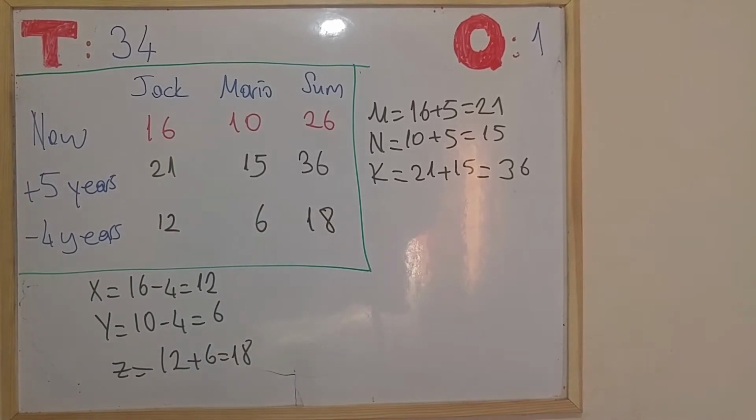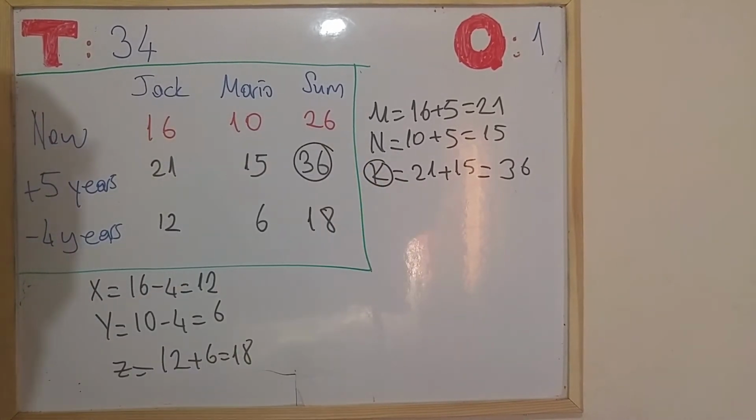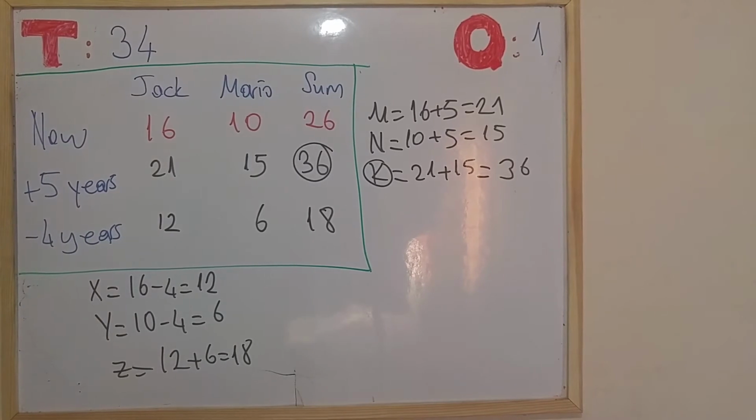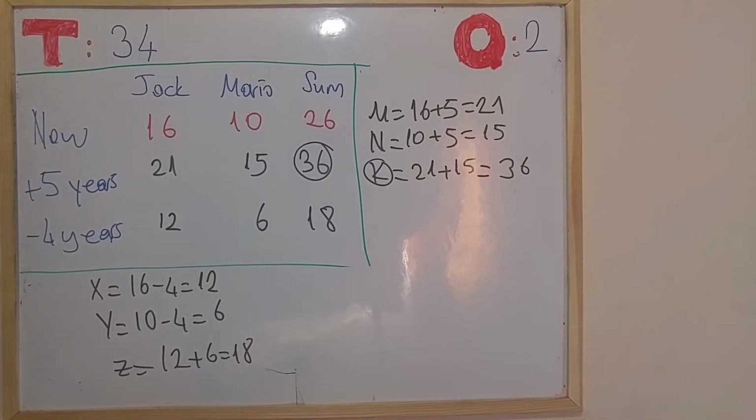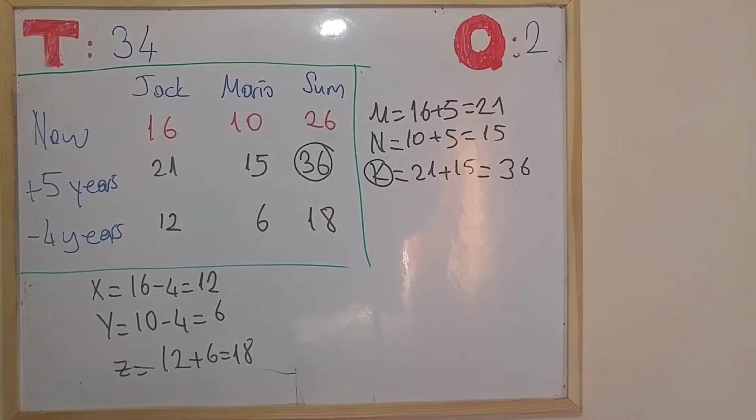Now I can answer the questions. Question number 1 asks me about k. K, as I had seen, is 36 here. Second question is about m. They're asking me what the m is. M is equal to 21, as we see here.